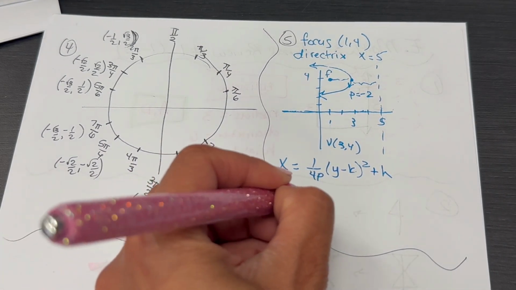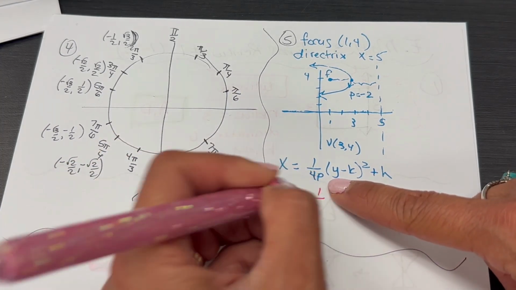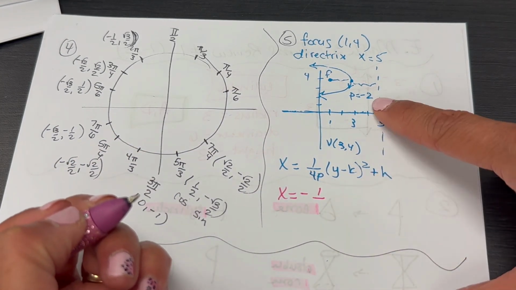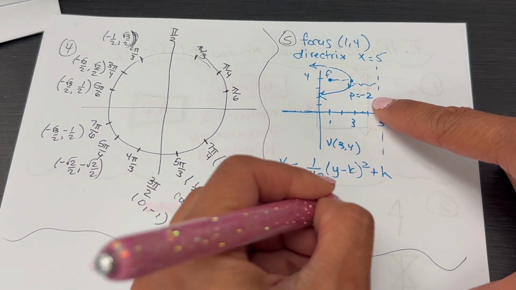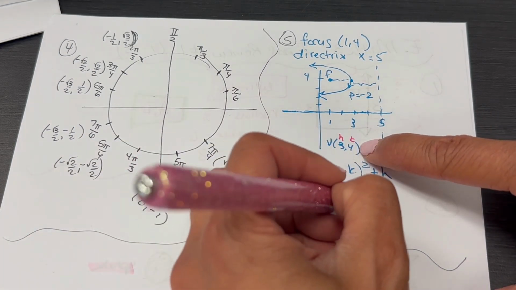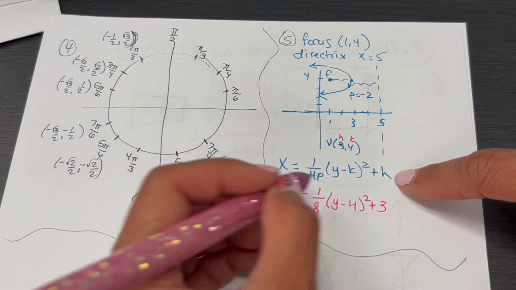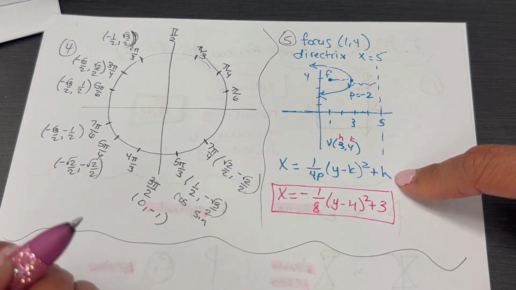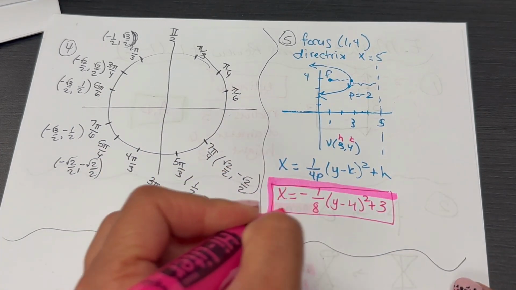Okay, so x equals, we know the p-value is negative, so I'm going to throw that negative out front of that fraction because that's where you put it. 4 times 2 is 8 times y minus the k comes from the vertex. The k is a 4, so y minus 4 quantity squared plus h, so plus 3. And that's what you would have to type into the box on Edulastic. So there's our answer for number 5.